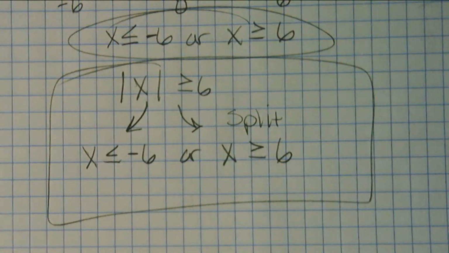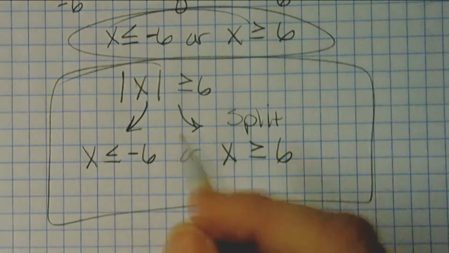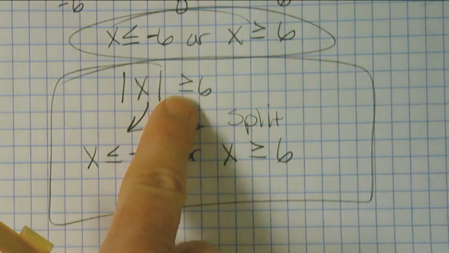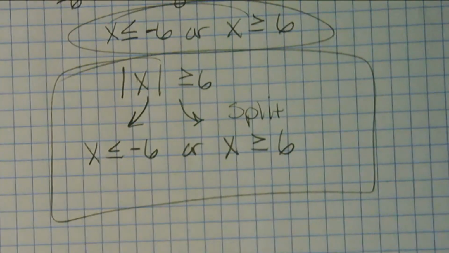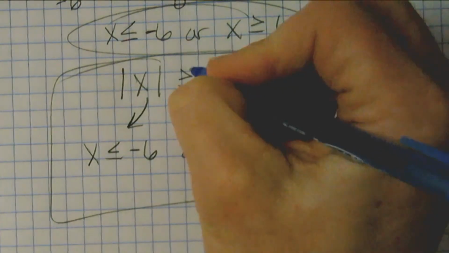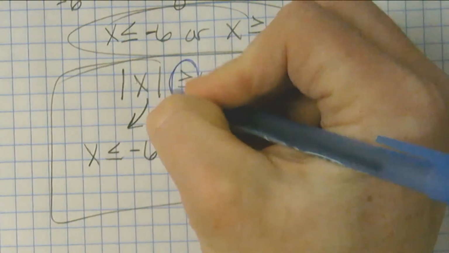Yes? So when you split, you have to switch the sign. I'm going to show you exactly what I'm going to tell you that right now. All right. So what do you notice is my inequality symbol in my absolute value that I started with? Rafaela? Yeah, that's a greater than or equal to.